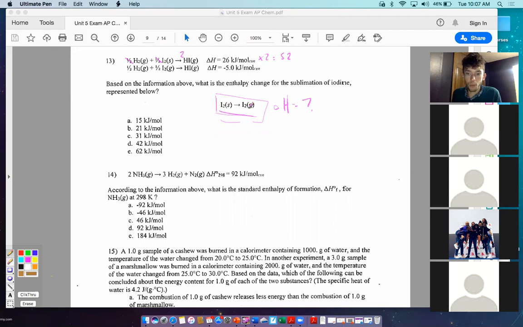And I need 1 mole of gaseous I2 as a product. It's present as a reactant here, so I need to flip this whole thing and multiply it by 2 because I only have half a mole right now. So when I flip the whole thing and multiply it by 2, I get 2HI is going to yield I2 plus H2, and the delta H of that is going to be 10 kilojoules per mole. So I add those up, I get an overall delta H of 62.